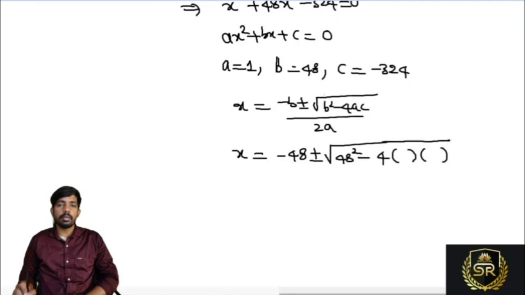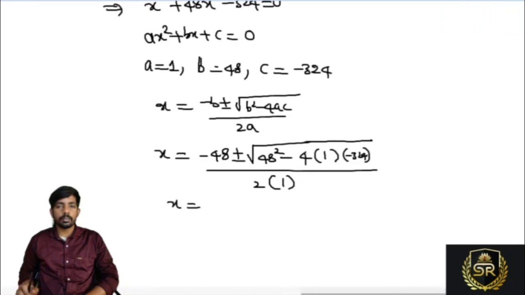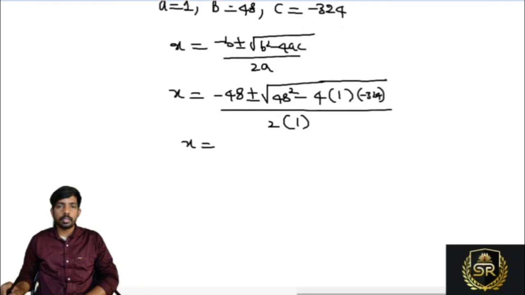4ac, where a is 1 and c is minus 324, by 2a, where the a value is 1. So x is equal to minus 48 plus or minus root over 48 square.